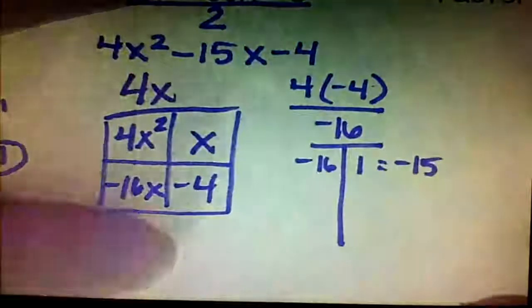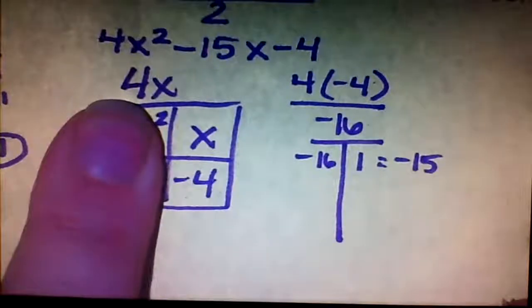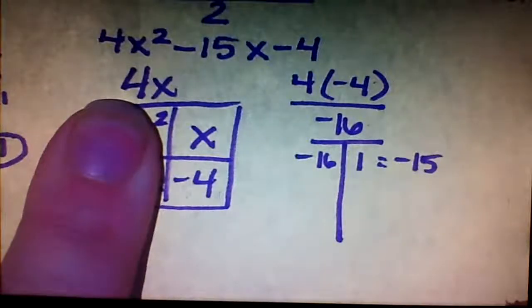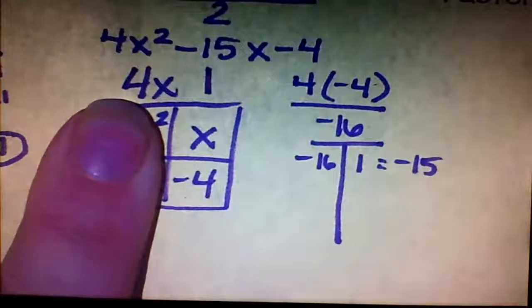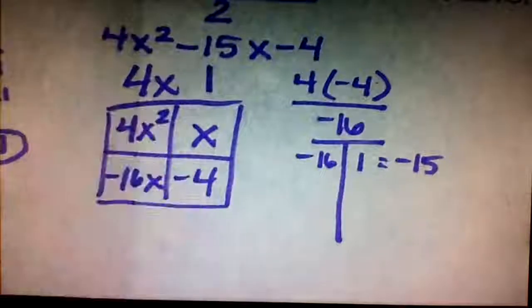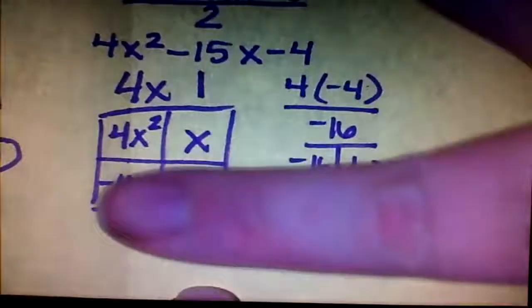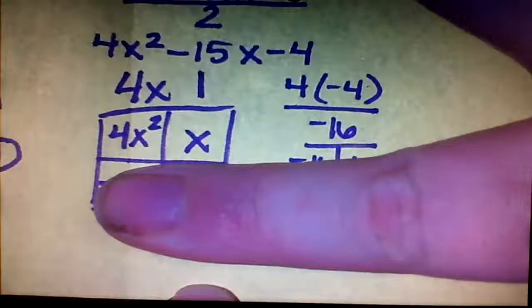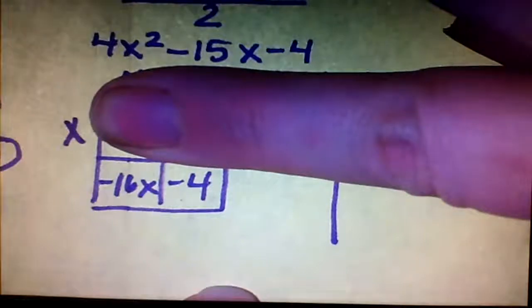What do these two terms share in common? 4x. What do these two terms share in common? Nothing, so technically a 1. You have to put something there. If they don't share an x and they don't share a number, it's a 1. What do these two share in common? x. What do these two share in common? Negative 4.